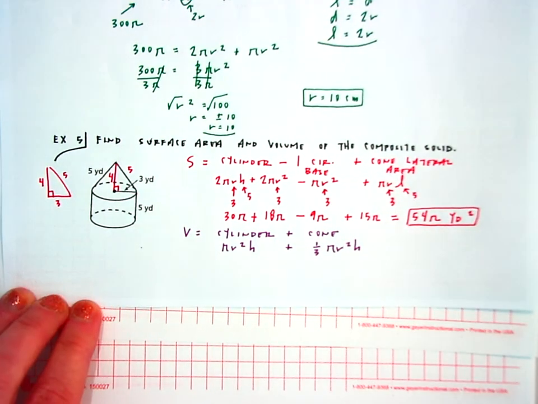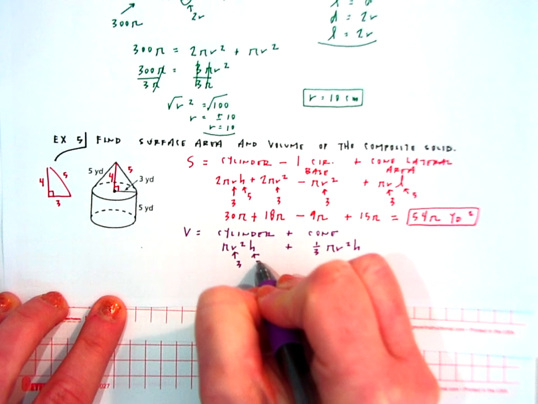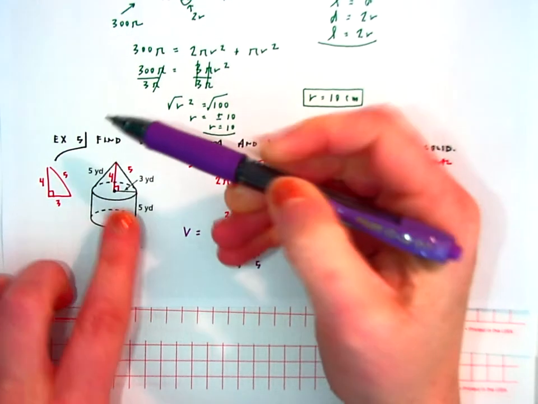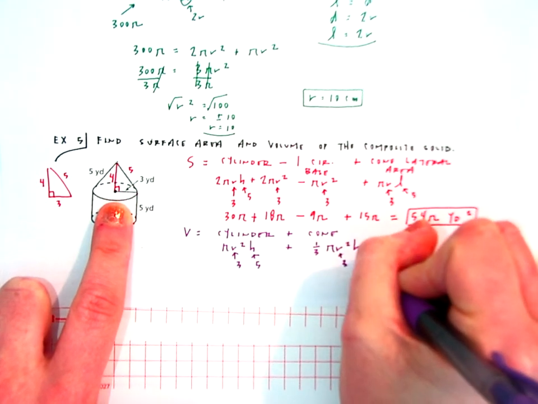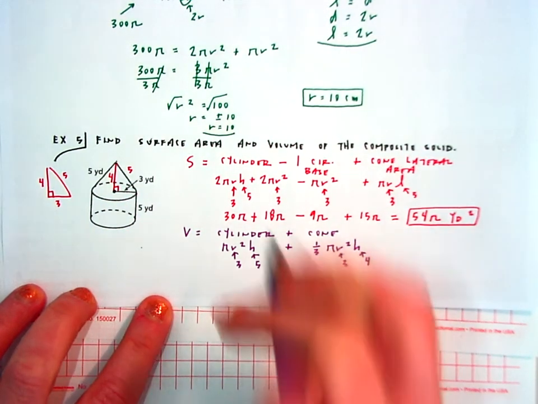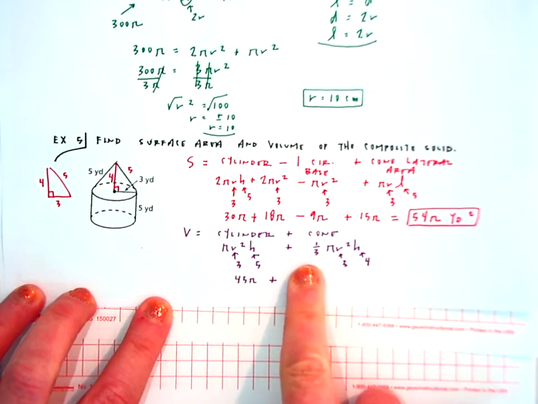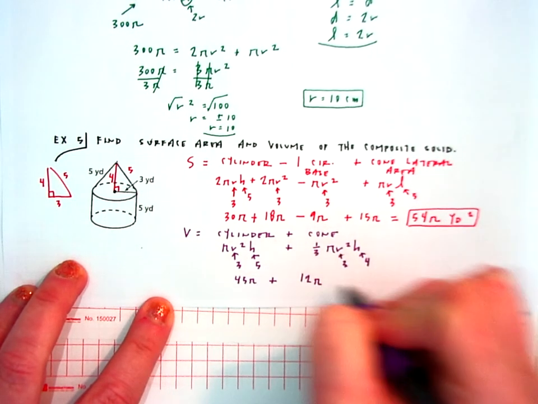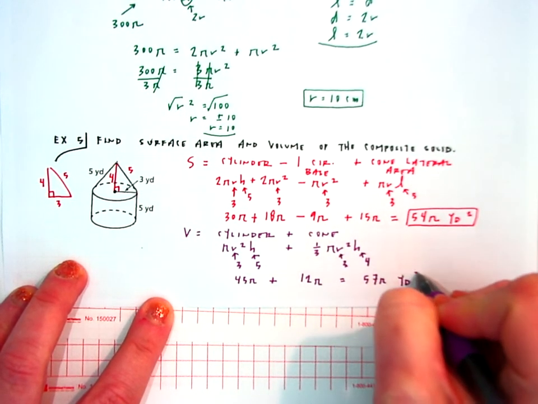So for the cylinder, my radius is 3, and the height of my cylinder is 5. For the cone, radius is also 3, but the height of the cone right there is the 4 right there. So here I have 3 squared times 5, so I have 45 pi. And here I have 1/3 of 9, so 3 times 4 is 12, so 12 pi. Gets me 57 pi yards cubed.